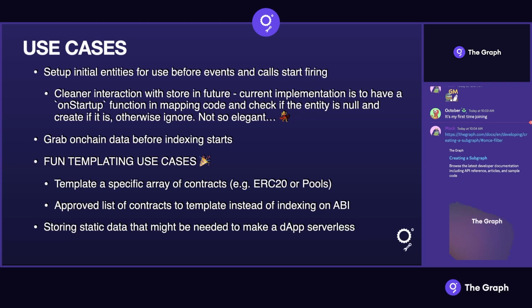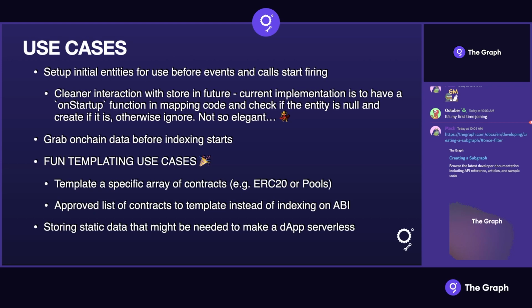So you could do a lot of cool things like set up an approved list of entities or contracts that you want to track in an entity beforehand. So you could kind of whitelist the tokens that you want to track, or the contracts that you want to track in an entity. So you can always look that up and check if it exists there.